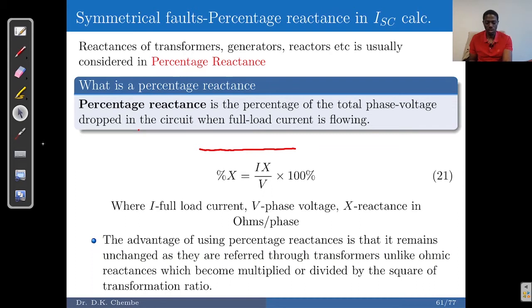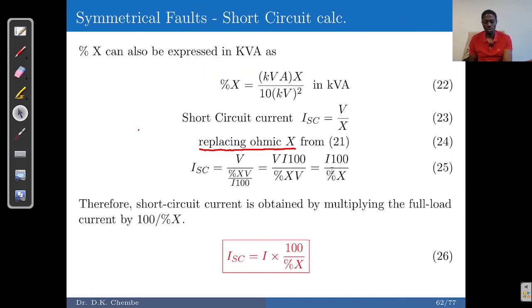And for this reason, we have to place back into this equation for the short circuit current, and it leads us to obtaining the short circuit current to be calculated by the full load current multiplied by 100 over the percentage reactance in the system. So this is what we obtain as the formula for finding the short circuit current in the system.